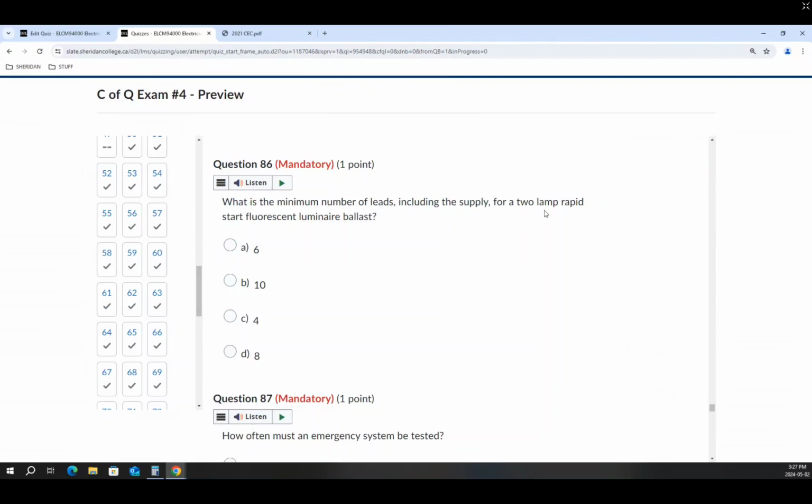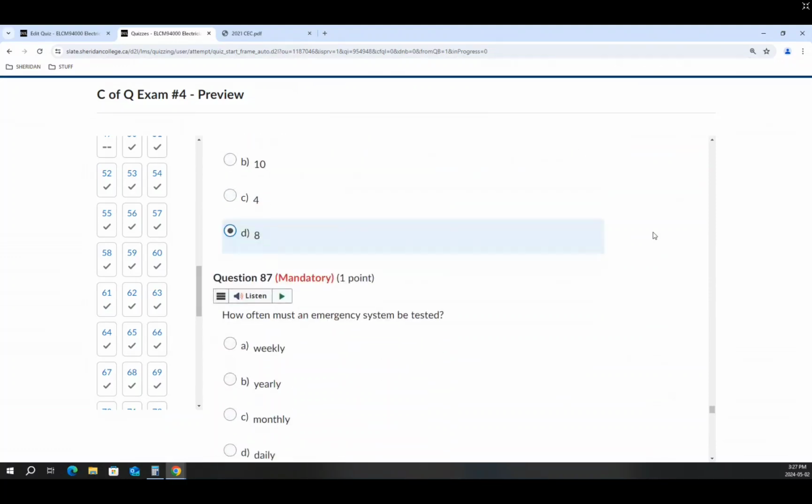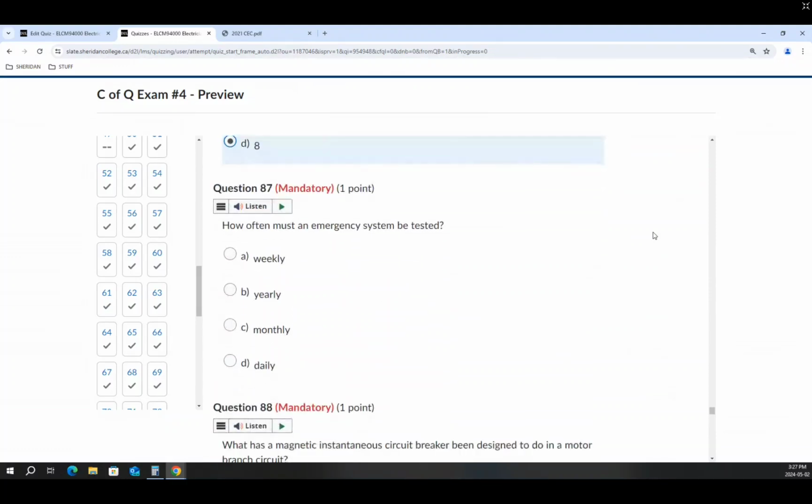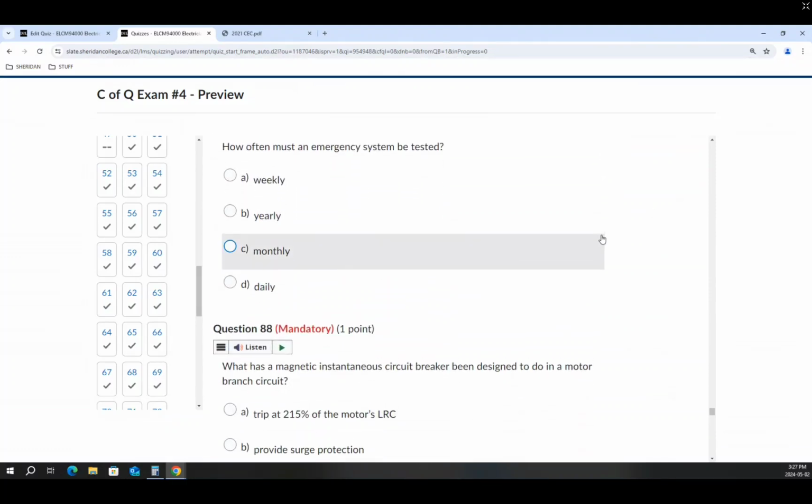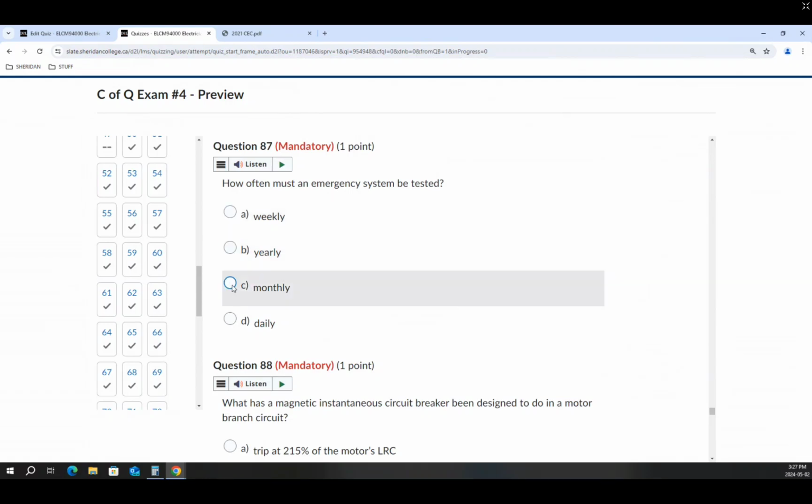86. What's the minimum number of leads, including supply for a 2-lamp rapid start fluorescent luminaire ballast? I don't think any of you will remember that. 8. 87. How often must an emergency system be tested? Monthly.